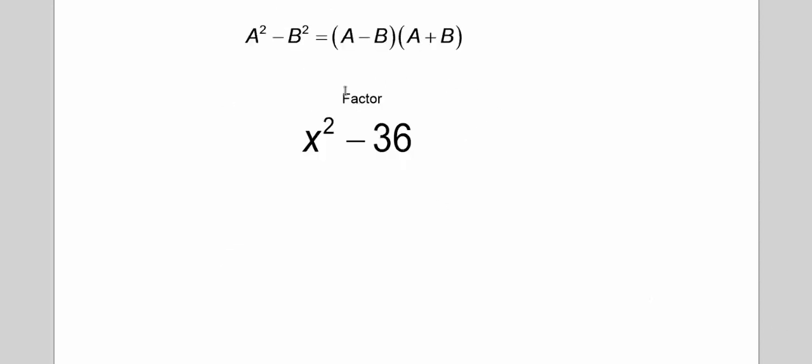So another way to state a difference of squares is a squared minus b squared, or the first term squared minus the second term squared, is equal to a minus b times a plus b. Likewise, we could say here we're looking for two terms that multiply to x squared first and that multiply to 36.